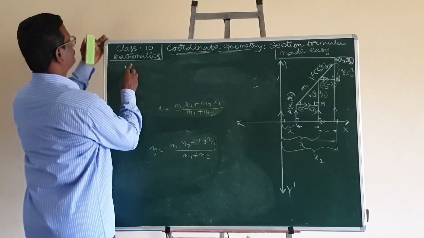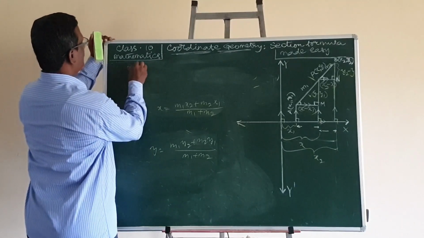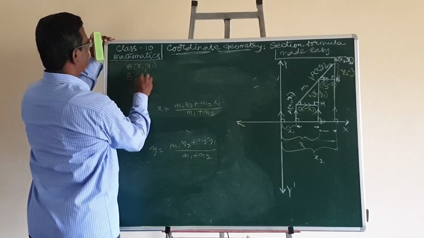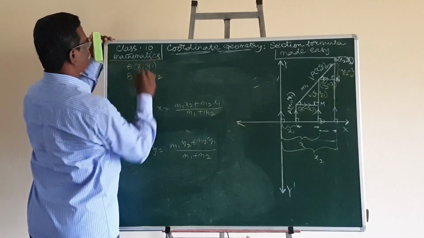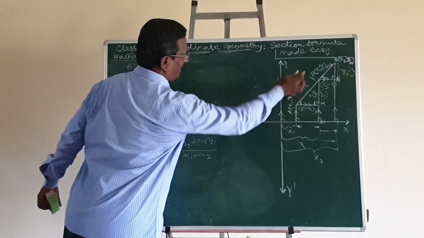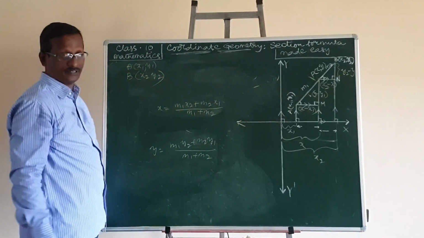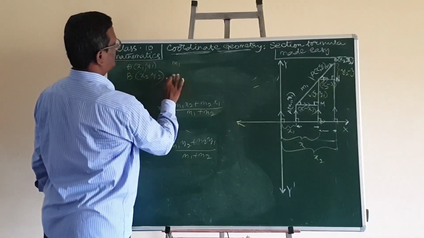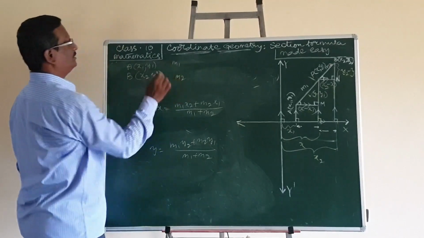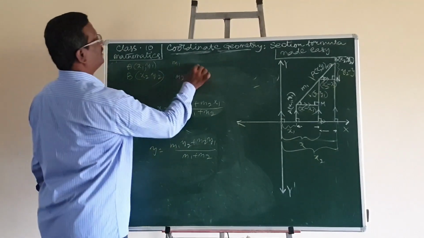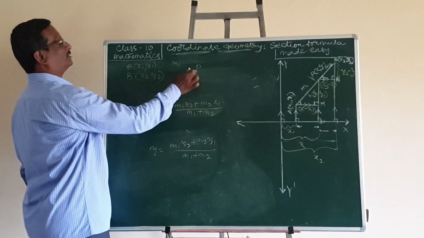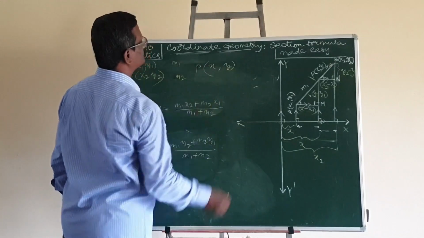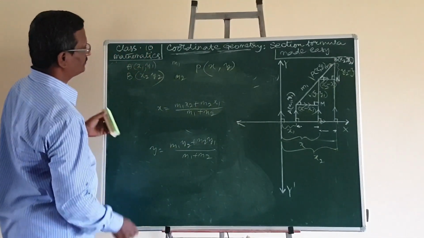It is like this: A x1 comma y1, B x2 comma y2. The coordinates of points A and B, same I have written. The ratio is m1 to m2, in which ratio the point P is dividing. We want the coordinates of point P, so we write x comma y.